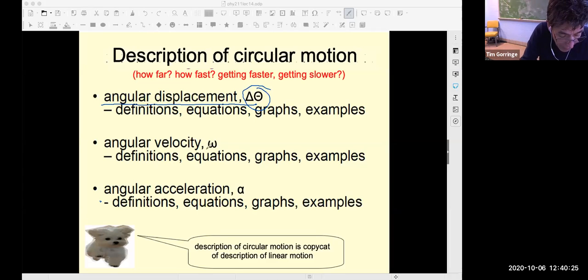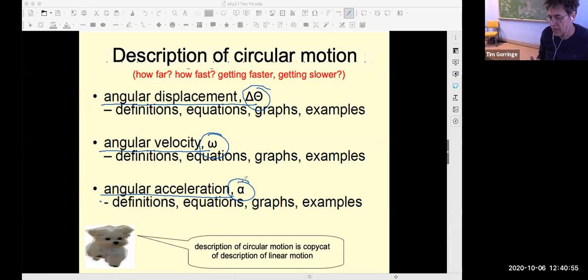We're going to use angular velocity to describe how fast something is rotating or turning. And we'll give it this symbol, omega. And then we're going to use angular acceleration to describe whether something's turning faster, turning slower, speeding up or slowing down in its rotational motion. We'll give angular acceleration the symbol alpha.